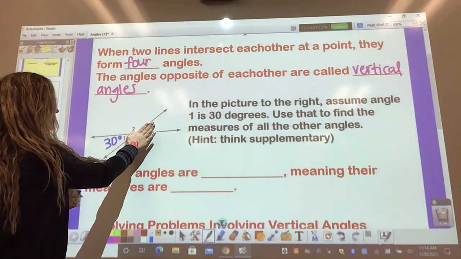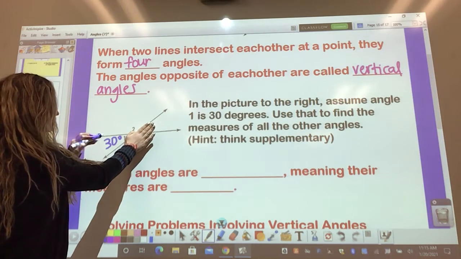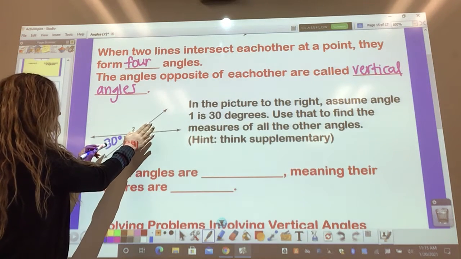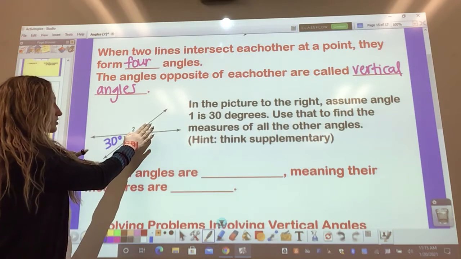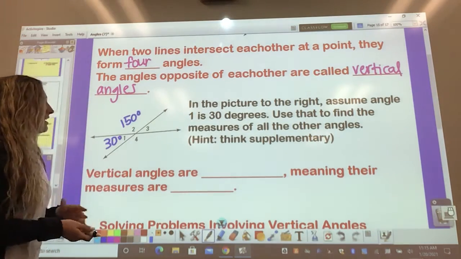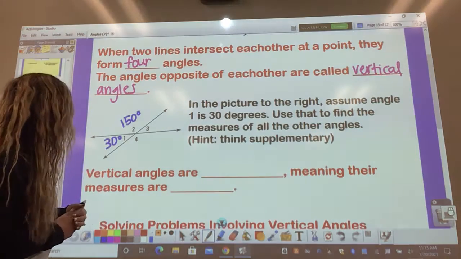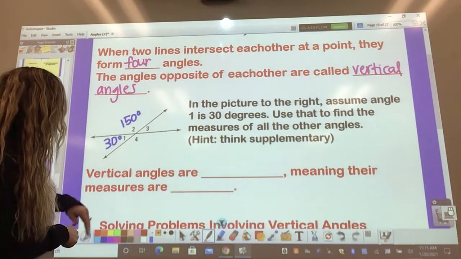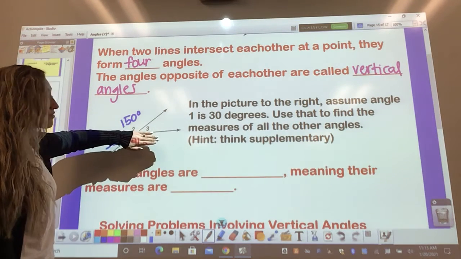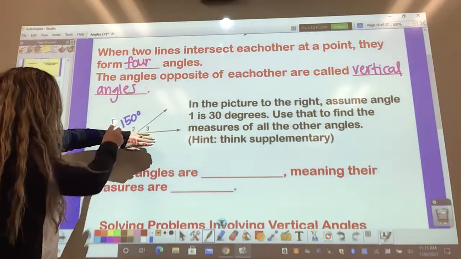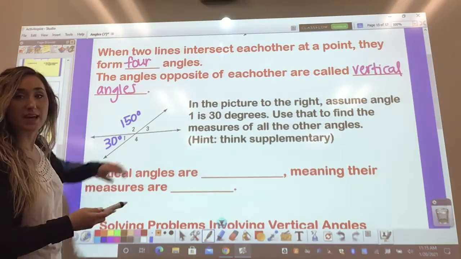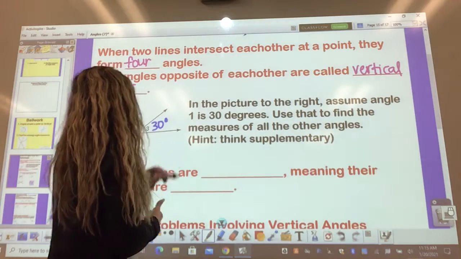So if angle 1 is 30 degrees, if you block off these other two, you'll see that angle 1 and 2 are supplementary. They form a straight line. So if angle 1 is 30, angle 2 would have to be 150 degrees in order for them to be supplementary. Again, that doesn't tell us anything about vertical angles, but now that I know angle 2 is 150, if I block off this portion, you'll see that angles 2 and 3 also form a straight line. So if angle 2 is 150, that means angle 3 would have to be 30 because they form a straight line and have to add up to 180.